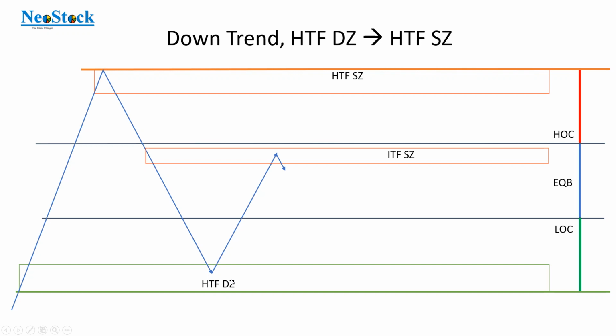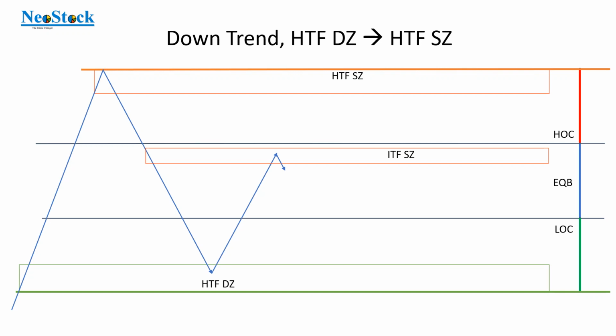So when HTF price direction is not in our favor, location plays the role. What is the location? Equilibrium. In equilibrium, can we plan short trades? Yes, we already learned equilibrium, we can plan short trades. You can also plan long trades. It supports both.